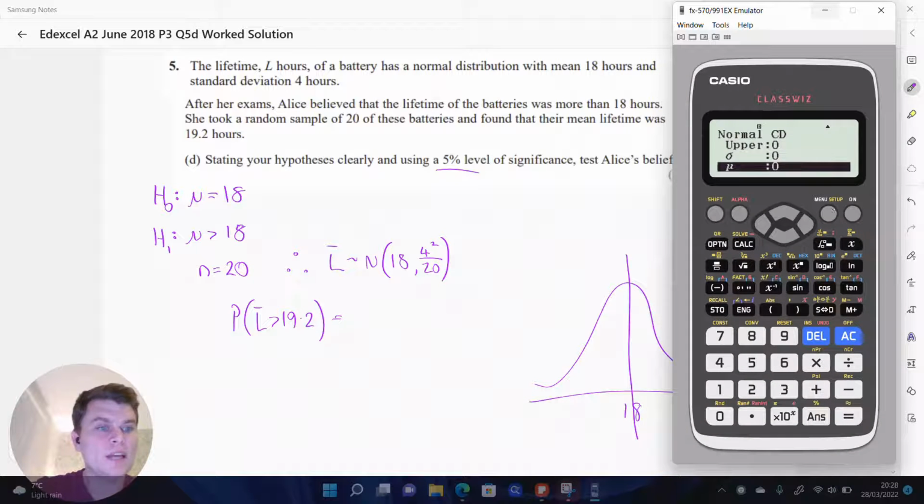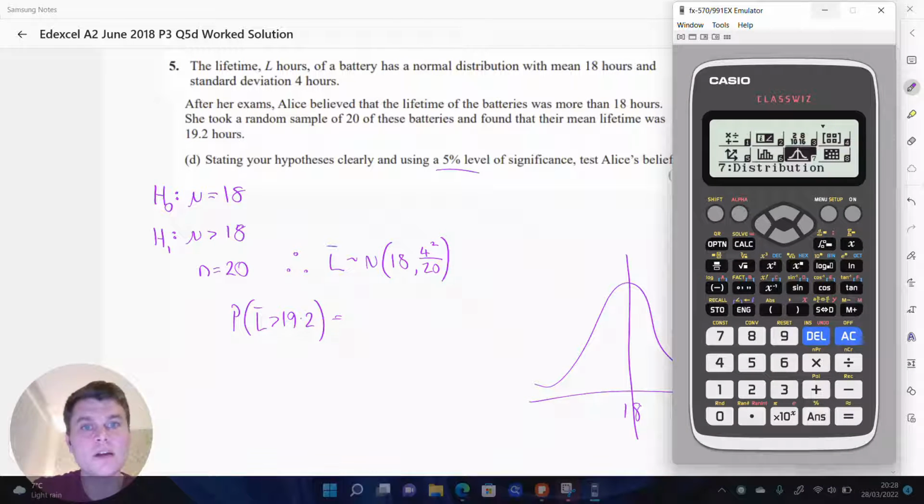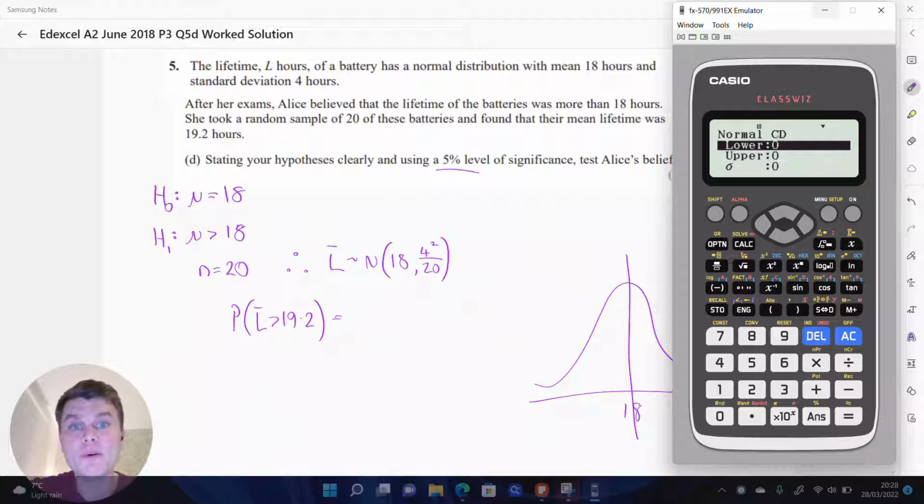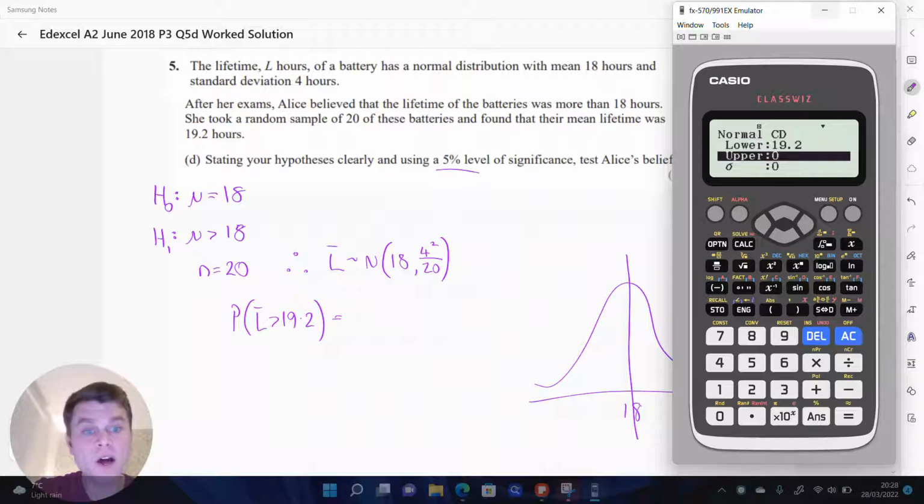So go to your calculator. And just in case you don't know where it is, it's on menu and we go to distribution. This one is normal CD. And this is where you input your lower value. The lower value for this one is 19.2. For the upper value, I like to use a really big value, and that is 1 times 10 to the power of 99.